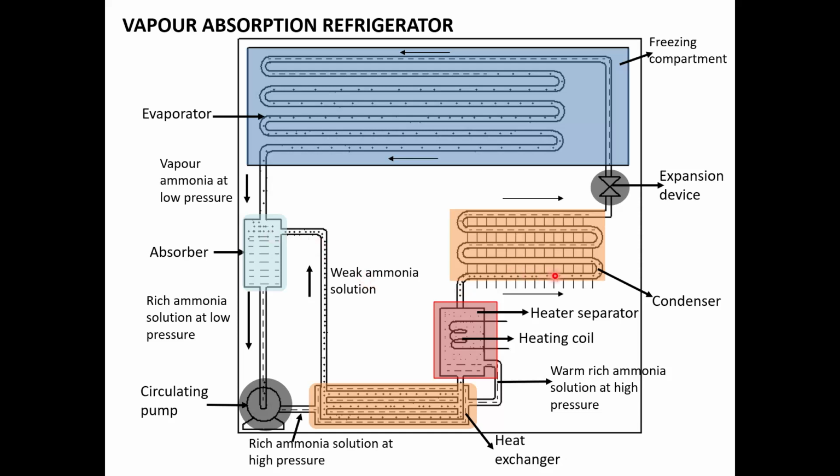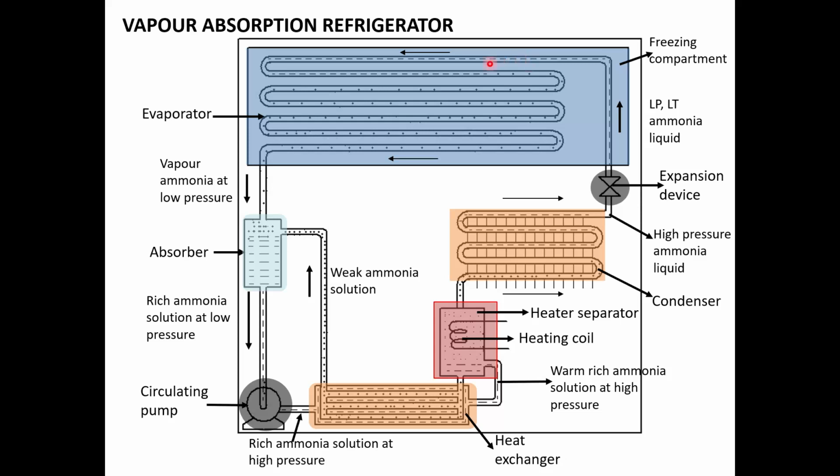Now inside the condenser, the vapor ammonia will reject the heat to the surrounding. Because of that, it will convert to liquid ammonia. From the condenser, high pressure liquid ammonia will enter the expansion device. In the expansion device, it will undergo sudden expansion. So both pressure and temperature decrease. So from the expansion device, low pressure, low temperature liquid ammonia will enter into the evaporator.